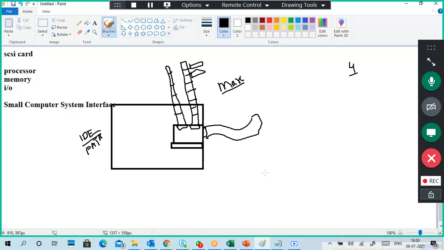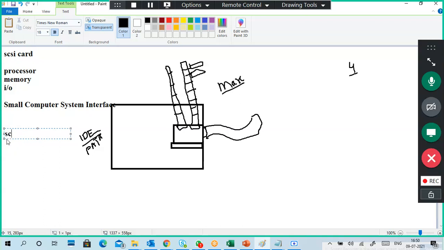Next, if you are connecting a hard disk or a CD-ROM, it must be a SCSI hard disk. A normal hard disk you can't connect, so you have to connect a SCSI hard disk only, or a SCSI CD-ROM, or CD writers like that. SCSI printers are also there, SCSI scanners also. These are SCSI devices.